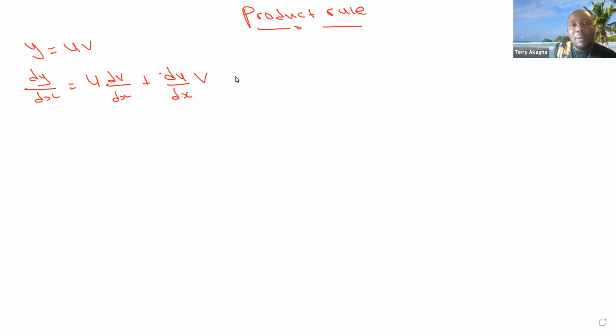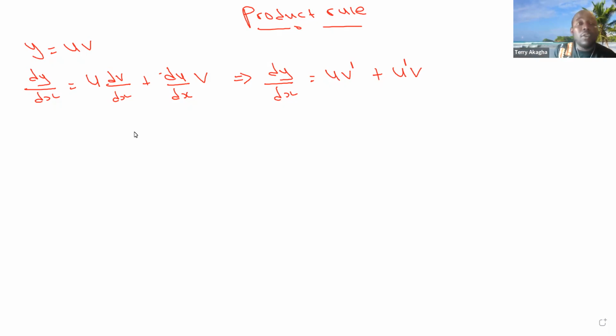So for ease, I always write it this way: dy over dx is equal to u v prime, where v prime means I differentiated the second function, plus u prime, I differentiated the first function, and add v. That's it. That means you take the first one, you differentiate the second one, and you take the second one, you differentiate the first one. You multiply, and take the sum of the products.